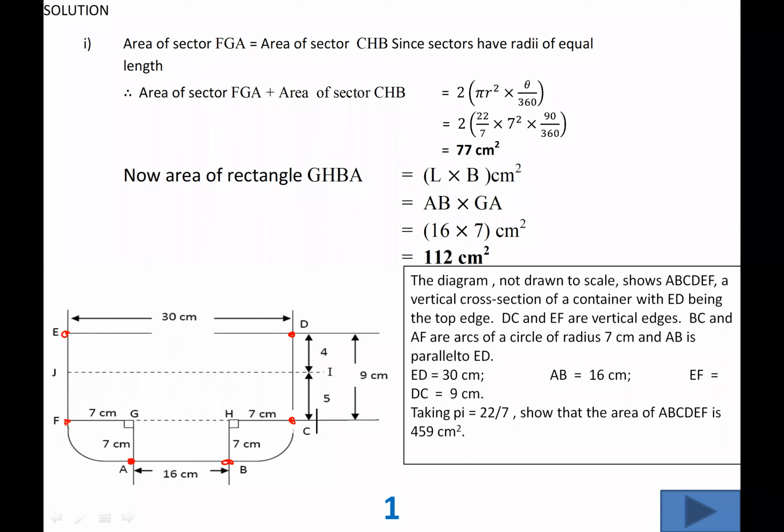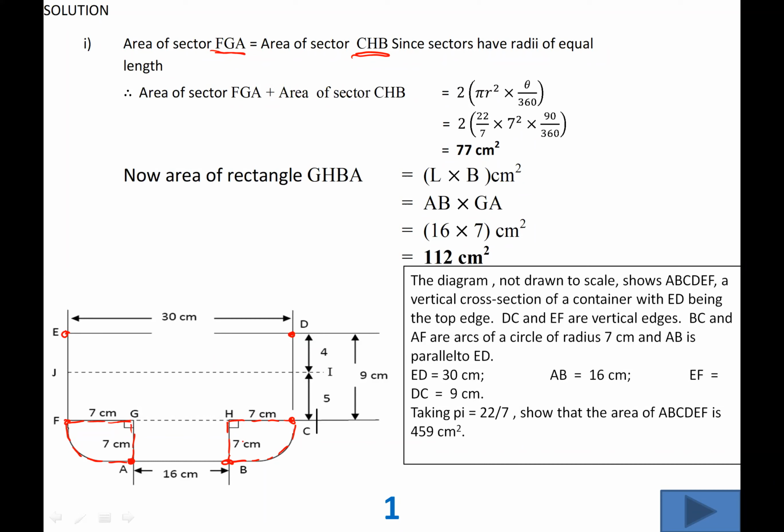So what we did is we found the area of each various component. The first thing is we're going to find the area of FGA. Where's FGA? FGA will be the left sector that I'm highlighting here in red. That will be what we find first. And we notice that that area and this area here on the next side, which would be the area of CHB, would be exactly the same. So if we can find the area of one, we could just multiply it by 2 and we get the area of the two of them.